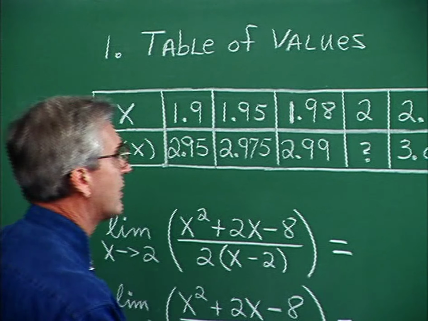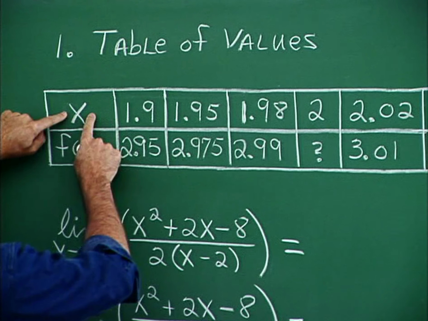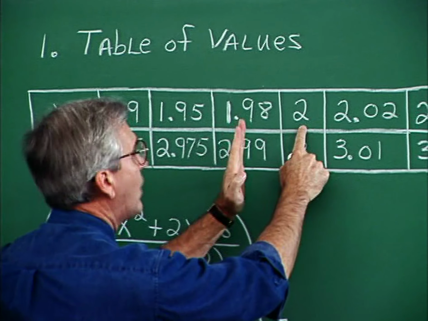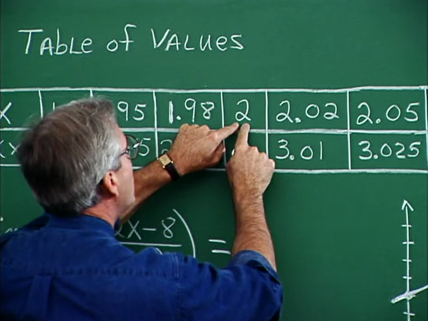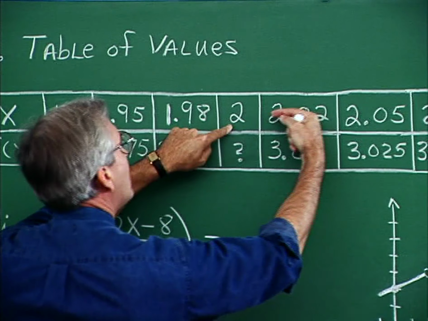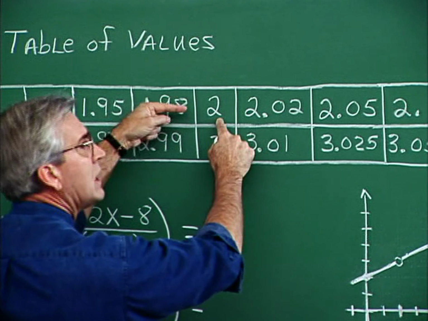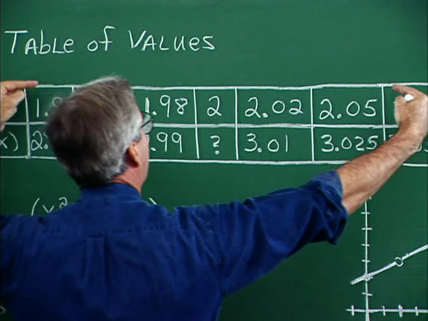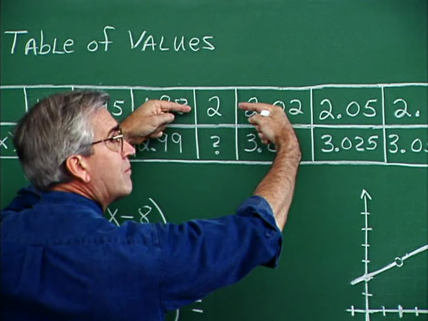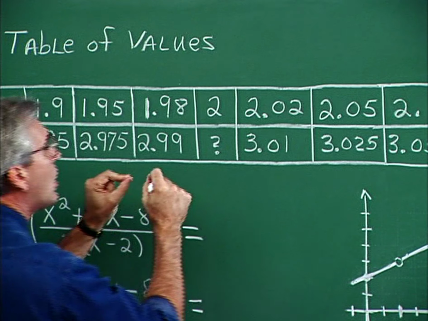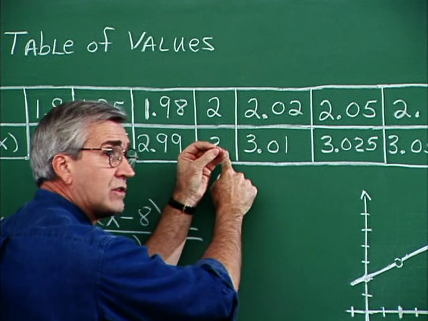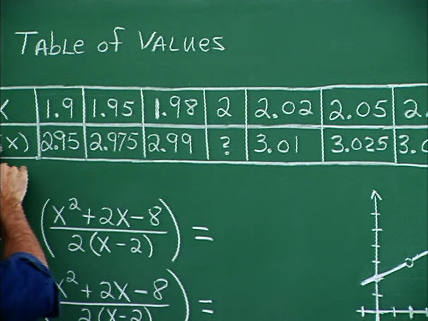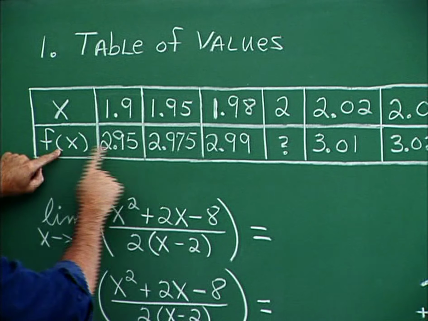Here's a table involving the previous function. In this row, I've got values of x. Now, just take a look in the middle of it. Here's 2, our sort of target point. And we are approaching 2 from values above 2 and also from values below 2. And that's the idea of the investigative process of limit. We are approaching the target point from both sides, and we want to know what value f of x is approaching from both sides.